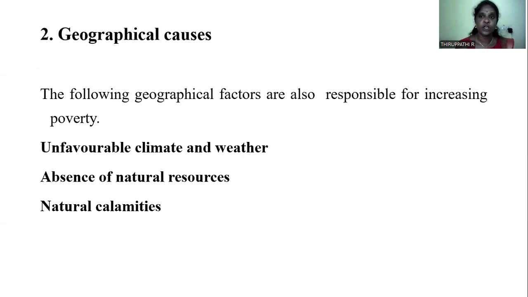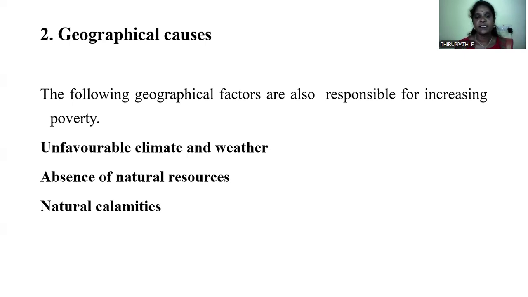The next is the geographical cause. The following geographical factors are responsible for the increase in poverty. The first one is unfavorable climate and weather. Favorable climate and weather are very necessary to work as well as for agricultural and industrial production. This leads to increased income and reduced poverty.